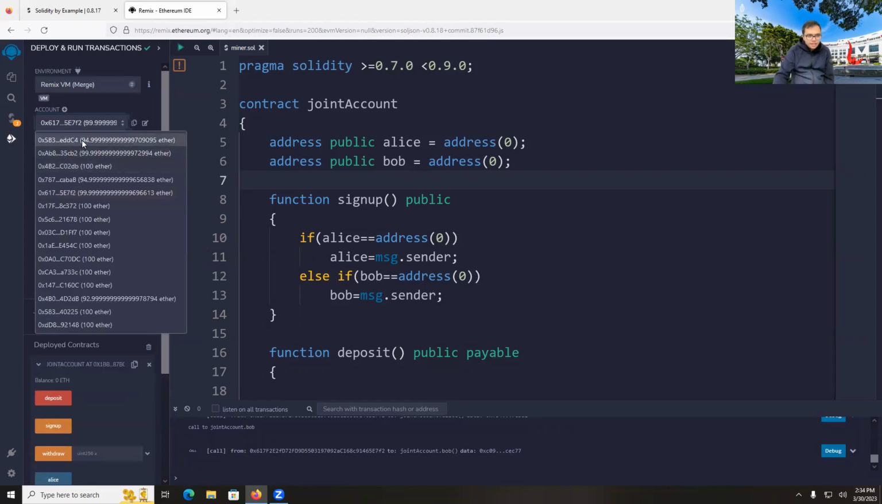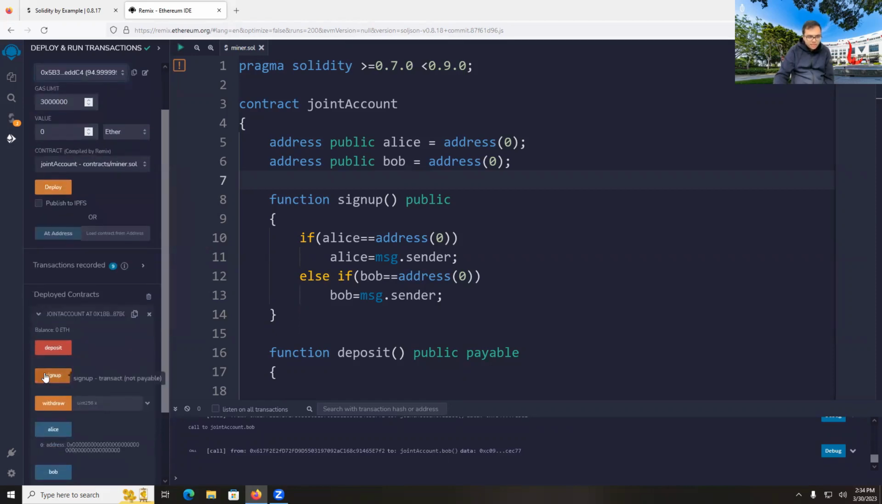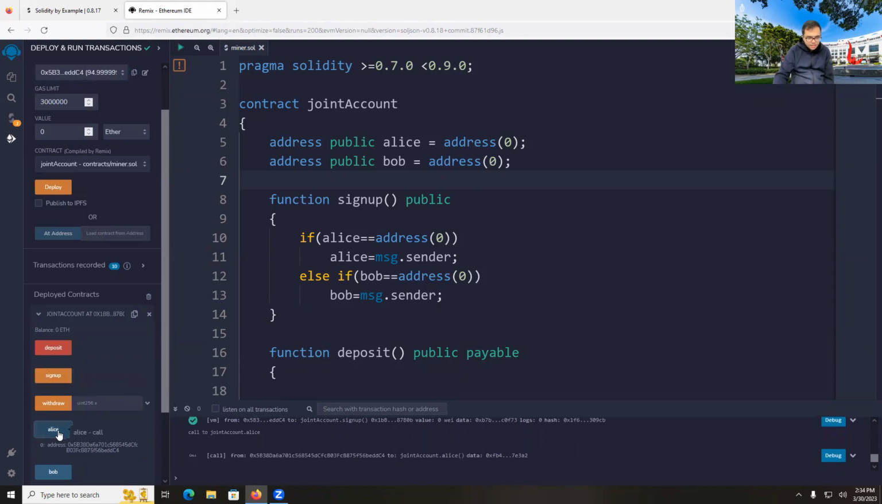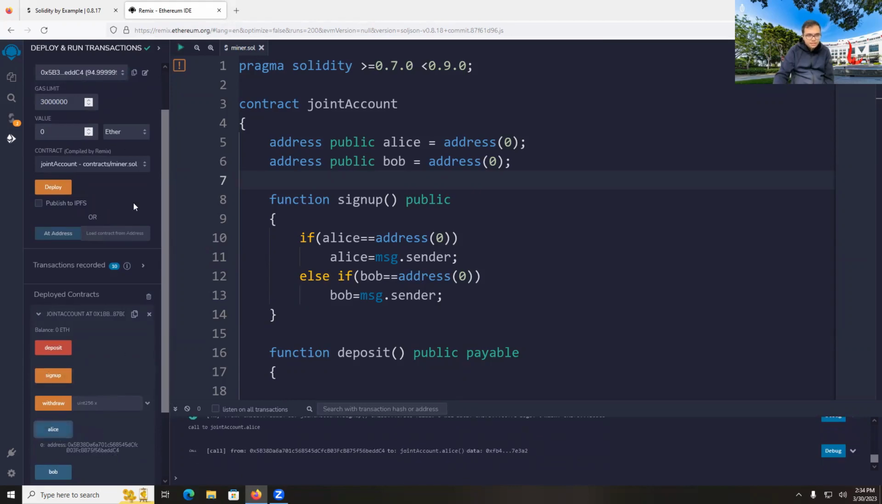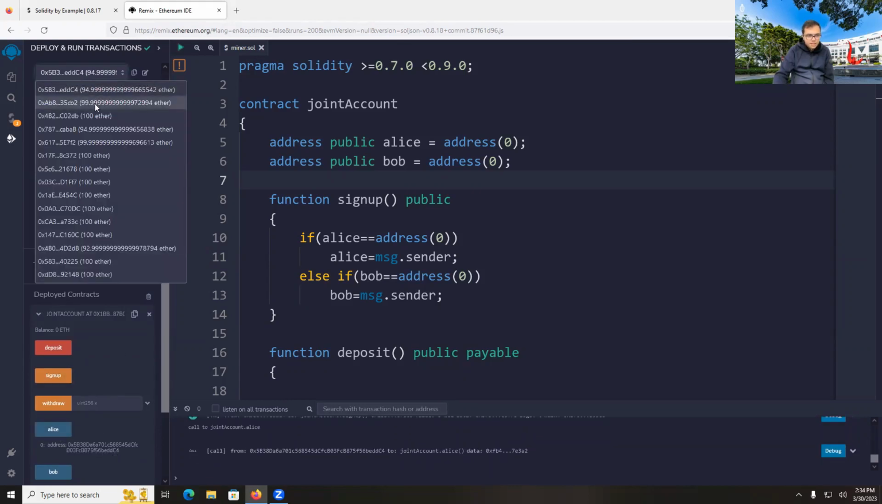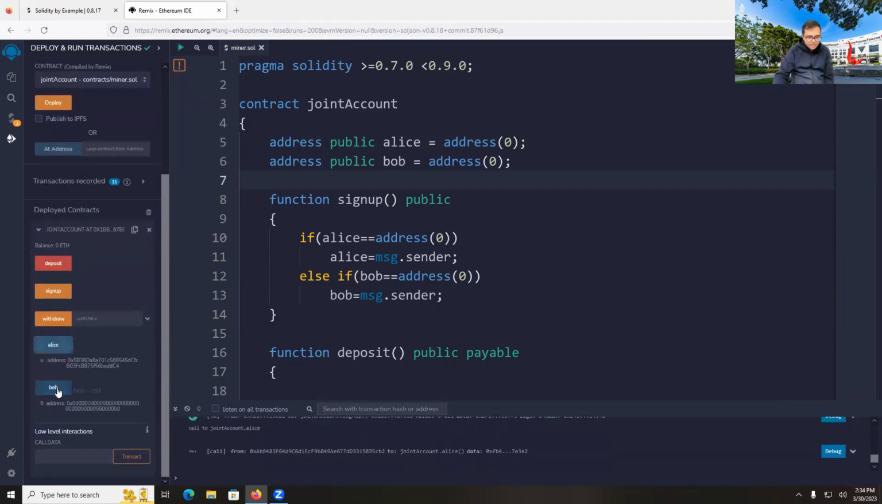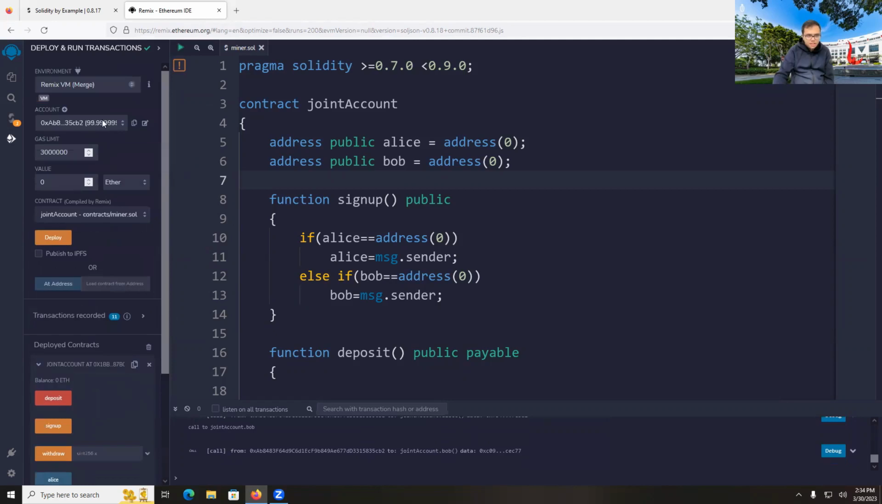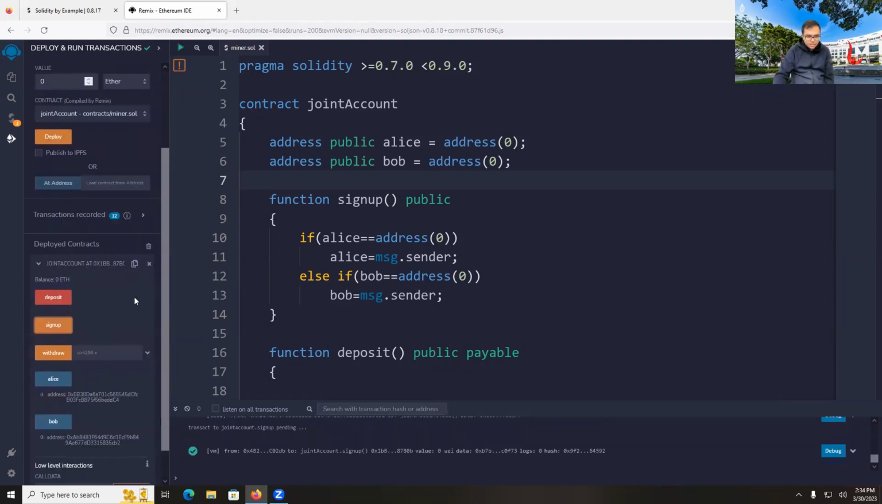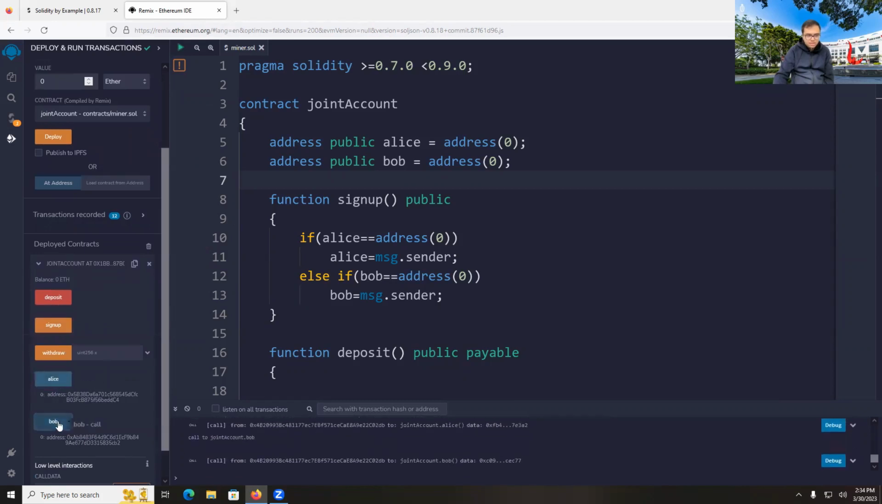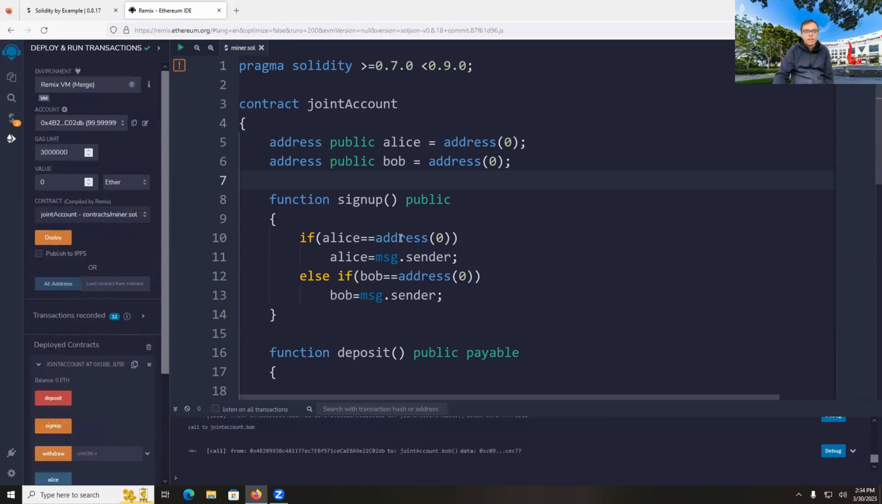And then I can say I want this first account to become Alice. So I sign up and I ask who's Alice. Alice is this address, which is the address of the first account. And now if I use the second account to sign up, Alice doesn't change, but Bob becomes the second account. And now at this point, if I sign up with any other account, nothing changes. So Alice and Bob remain.